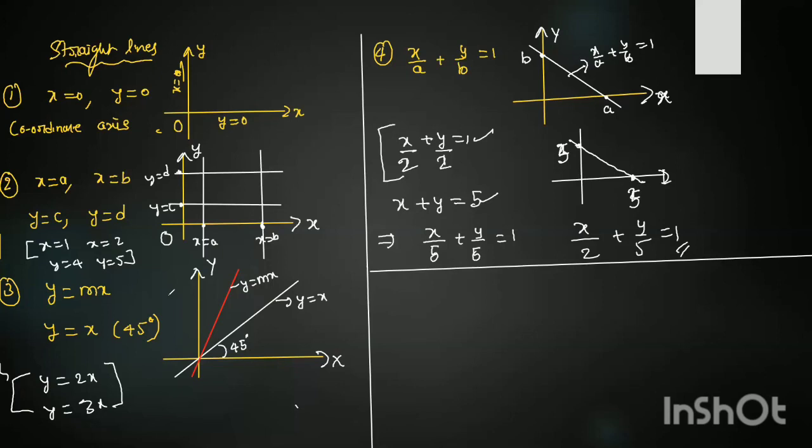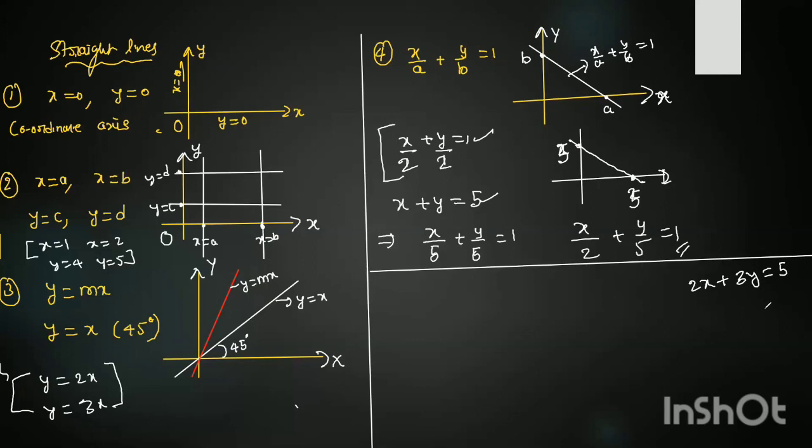Sir, is y equal to mx a straight line? To be a straight line, the coefficient of x and y in the equation should also be 1. In which equation? Like 2x plus 3y is equal to 5. Is it a straight line? 2x plus 3y is equal to 5.